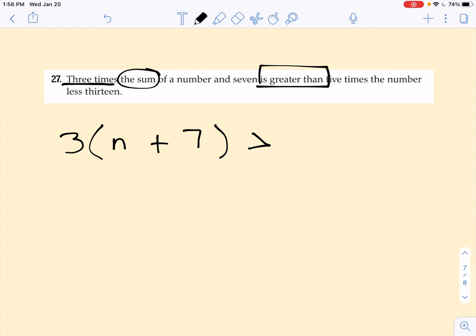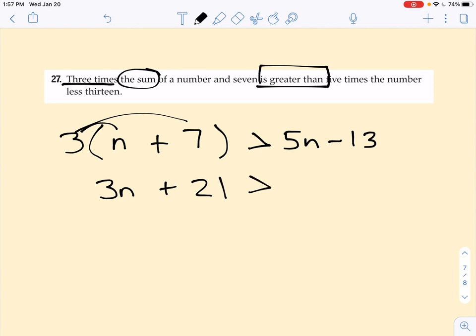And then on the right side, it's 5 times the number, so 5n, less 13, which is a way of saying minus 13. Less 13 just means minus 13. And so now I've got something I know how to work with, right? So let's get rid of these parentheses. If you see parentheses in something that you have to solve, that should be a red flag to get rid of them right away. So we got 3n plus 21 is greater than 5n minus 13.